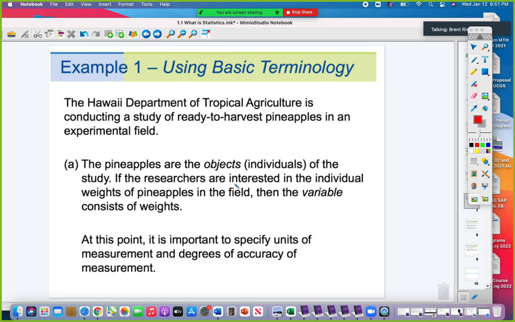All right, so example. Using basic terms, the Hawaii Department of Tropical Agriculture is conducting a study of ready-to-harvest pineapples in an experimental field. The pineapples are the objects or individuals. If the researchers are interested in the individual weights, then the variable is the weight. What can be different? What characteristic are we looking for in pineapples?